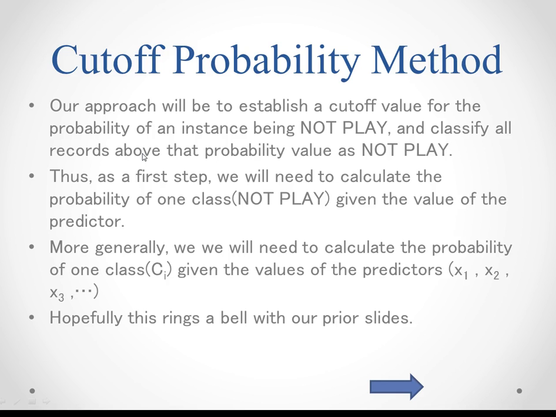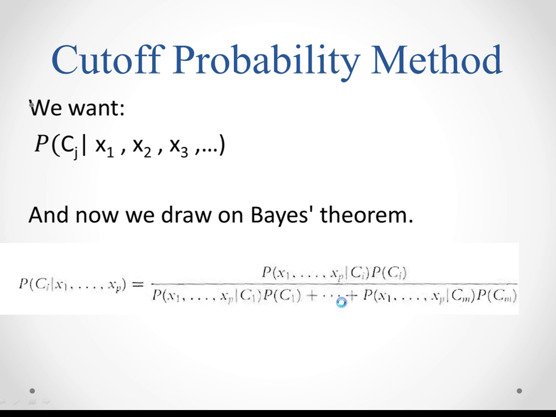Okay? Thus, as a first step, we will need to calculate the probability of one class given the value of the predictor. We generally will need to calculate the probability of class C_i given the value of the predictor qualities. Hopefully this rings a bell. There are prior slides. Okay. So here's the cutoff probability method.